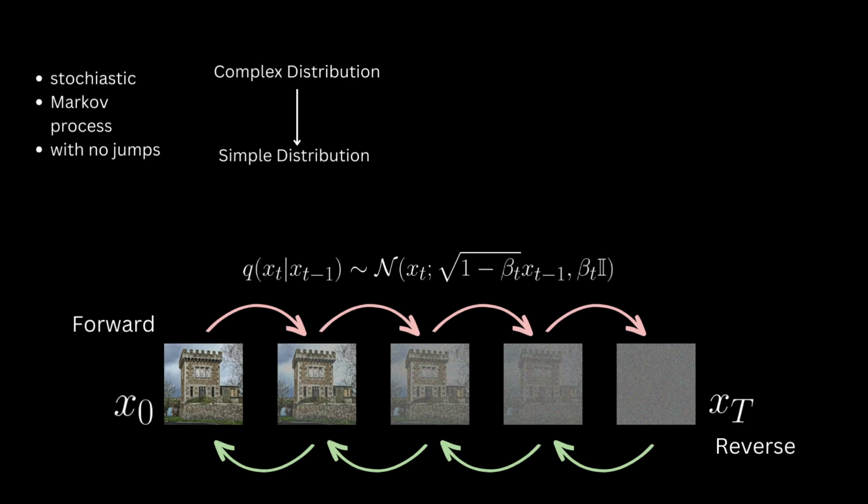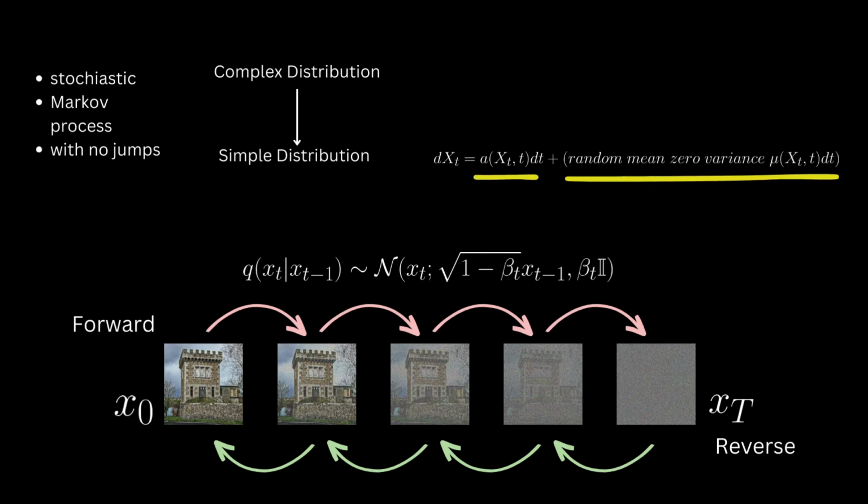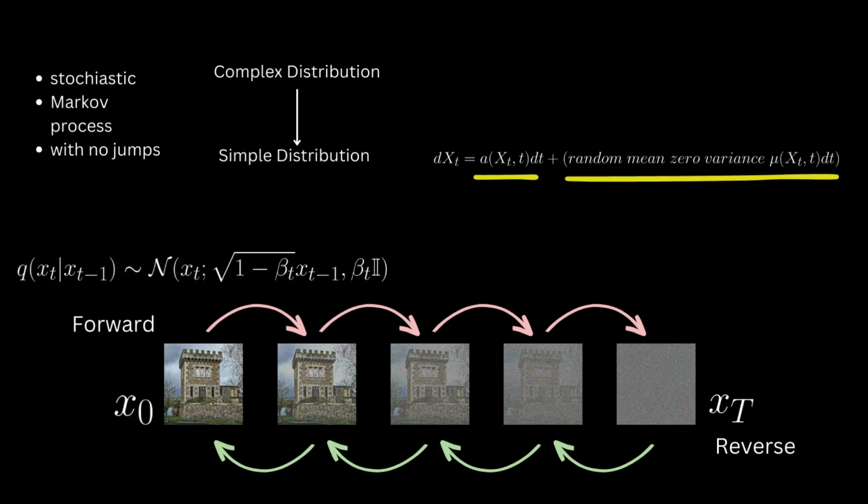But wait, let's bring the equation back again. Ignoring specific details, this is saying that diffusion processes would have equations of this form, which is that change in x is a combination of a deterministic term and a stochastic term. And this is also something that we are doing in this transition function.